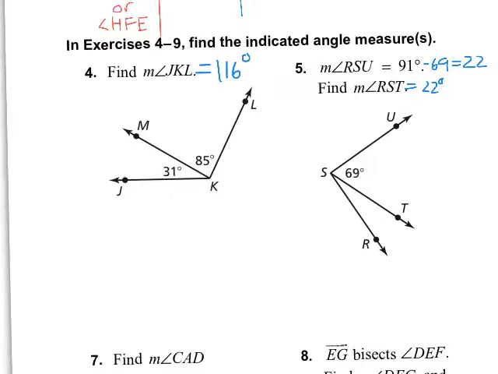Okay, so 4. Remember the whole angle is the sum of the parts. So to find JKL here, I'm just adding up the parts. So 31 and 85 makes 116. For number 5, it tells me that RSU, so that's the whole angle, right? The whole angle is 91. So if I take off this 69 part right here, then I'm left with 22. So RST is 22 for number 5.